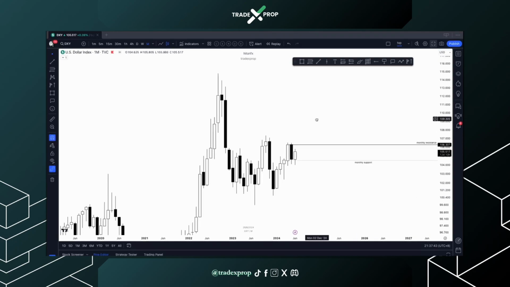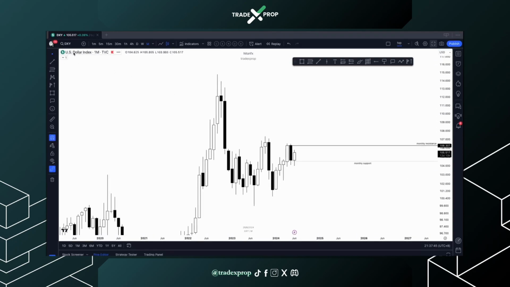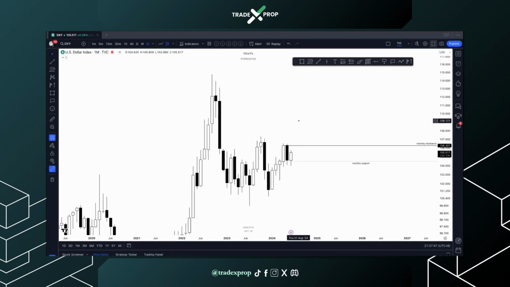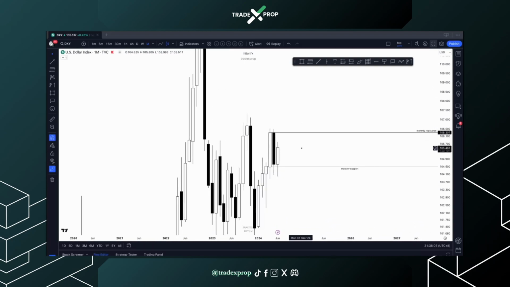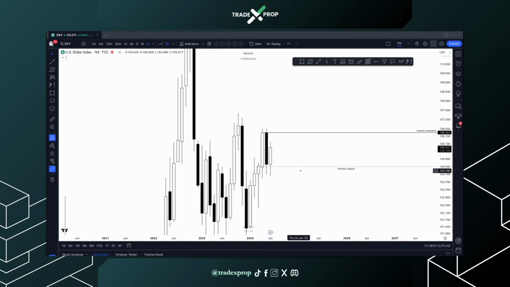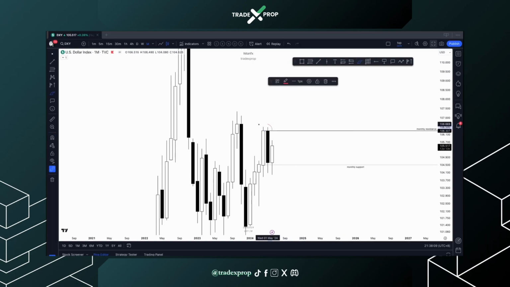All right, so here we have DXY on the monthly chart. It doesn't matter if you trade ICT concepts or any other concepts. I do think you should always use multi-time frame analysis, because that's what's going to give you high probability confirmations when all of them line up together, right? So here we have the monthly. Let's look at the two levels that are nearest to us, right? So this is a monthly resistance.